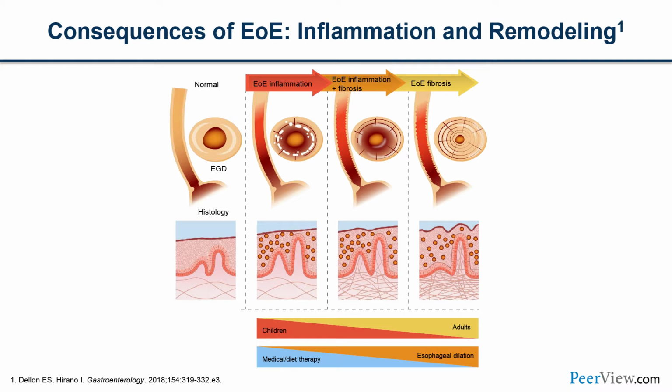And this also impacts treatment. If you have only inflammation, you can do anti-inflammatory medical or dietary therapy like we'll hear about. But if there is fibrosis, you have to strongly consider esophageal dilation, because you will not always reverse the fibrosis or get back to a normal caliber esophagus if you don't do that.